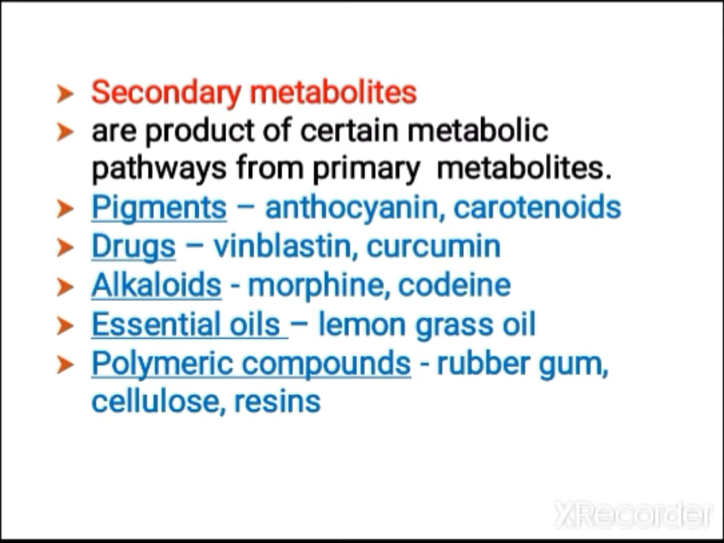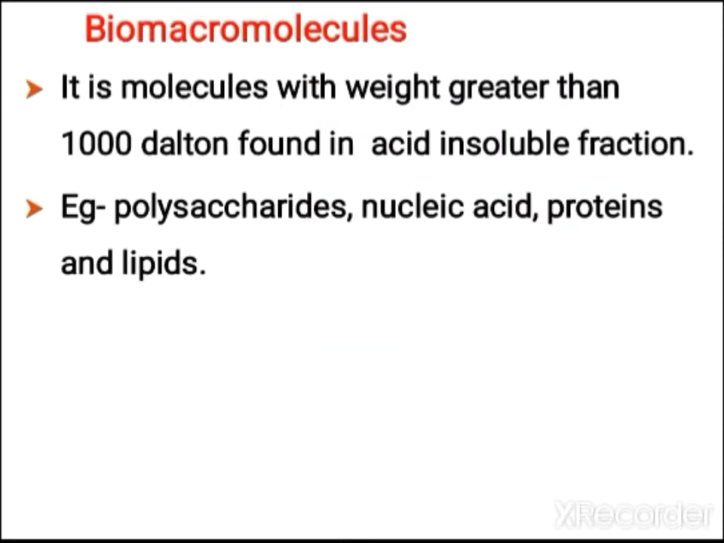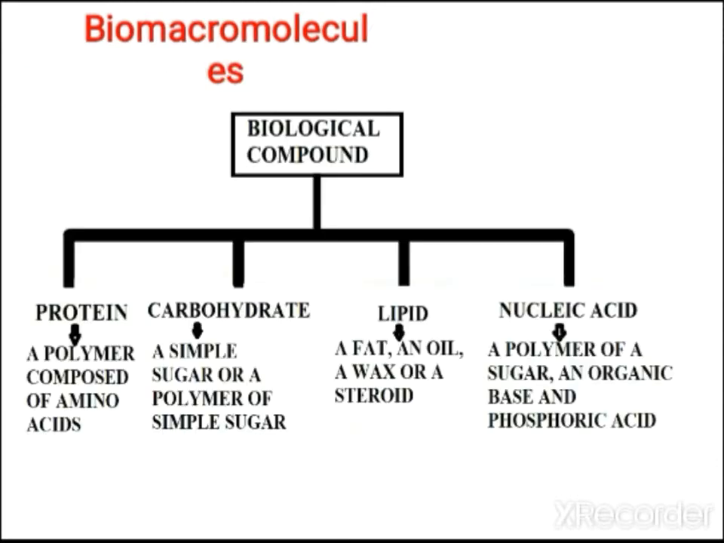During metabolic pathways, these are obtained from primary metabolites, that's why we call them secondary metabolites. Then biomacromolecules. What is a biomacromolecule? This is a molecule whose weight is greater than 1000 Dalton and it is found in the acid insoluble fraction. It can be polysaccharides, nucleic acids, proteins, lipids; all come under this category.